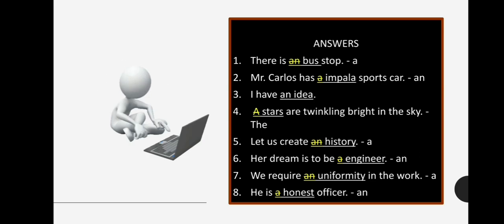Similarly, going ahead, second one, Mr. Carlos has a Impala sports car. Recognized? Yes, you are right. It's Impala, with an E sound, and that is why even if it is singular, we have to put an because of the E sound. Don't refer to the word sports. The noun is sports car. Car, that is singular. That is why an Impala sports car. Now next is, I have an idea. Perfectly correct. When I talk about idea, the I is a vowel sound, and it should be with an. So it's the correct one.